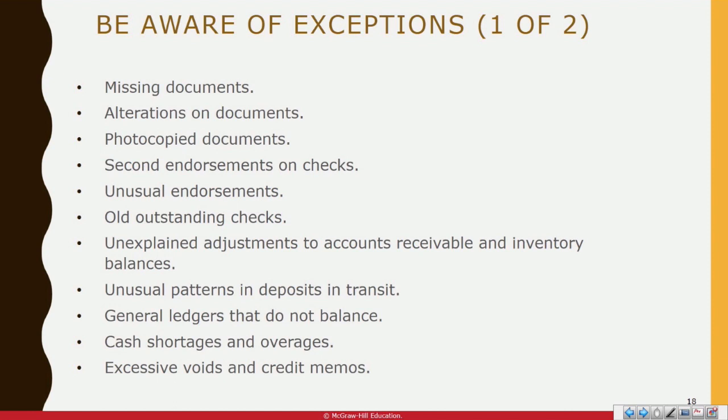Unexplained adjustments to accounts receivable and inventory balances. Because again, we have inventory obsolescence, allowance accounts. Your accounts receivable, for example, the debits should really come because you engaged in a sale, so those debits should be coming from your sales journal. And the credits are because the customer paid, and that's coming from your cash receipts journal. So when you start to see adjustments to accounts receivable that don't come from those two, those are what I would call topside adjustments, and the auditor would want to look at that.